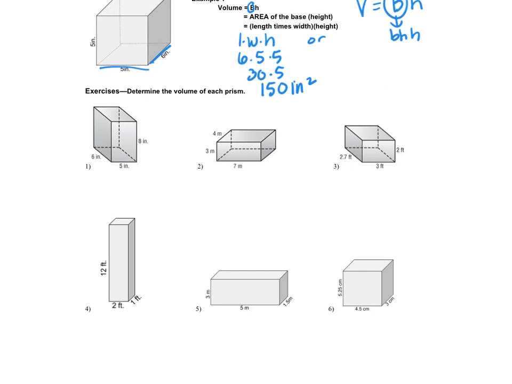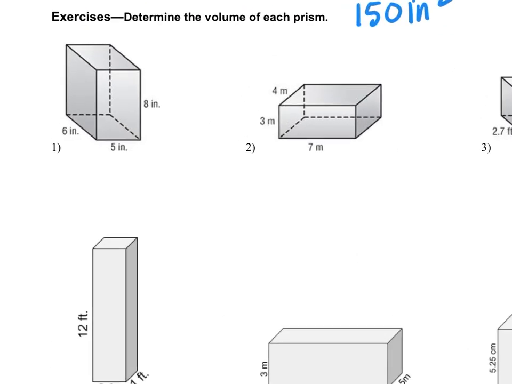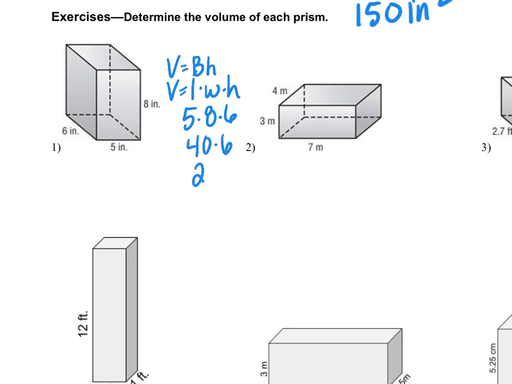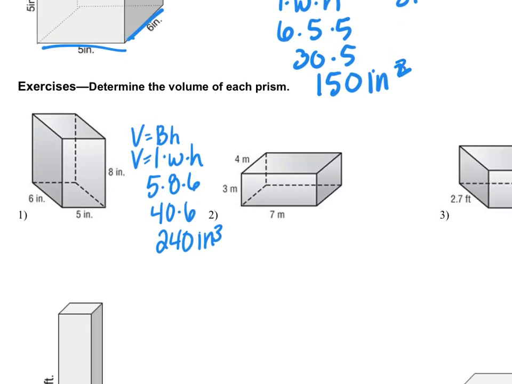Okay, so moving on, we should have gotten 150, and then we're going to say inches squared. Okay, number 1, we're going to do volume equals big B times H, which is length times width times height. Okay, so you're going to go 5 times 8 times 6, and we got 5 times 8 is 40. 40 times 6 is 240, and then we're going to do inches cubed, and I was wrong up here. This should have been cubed right there.